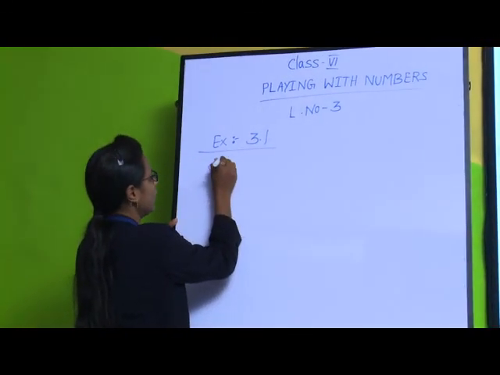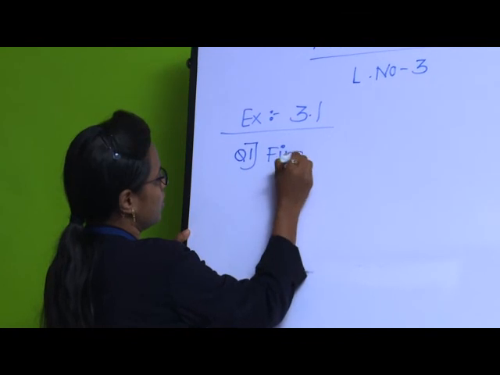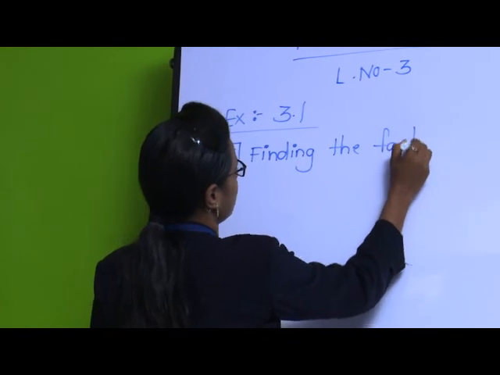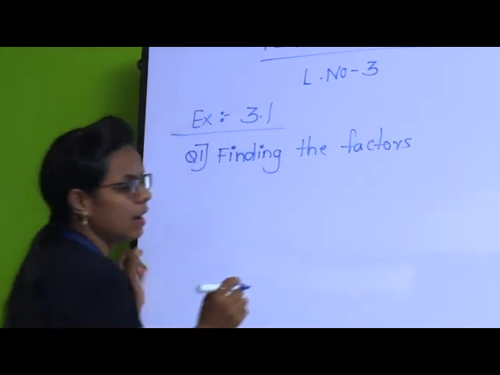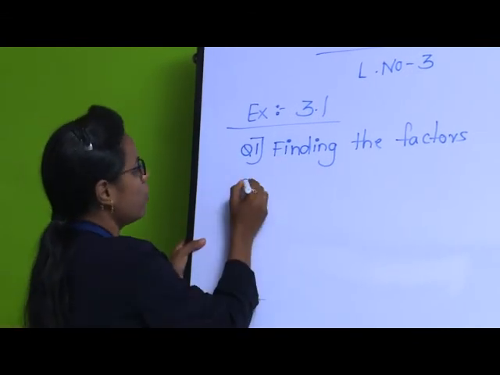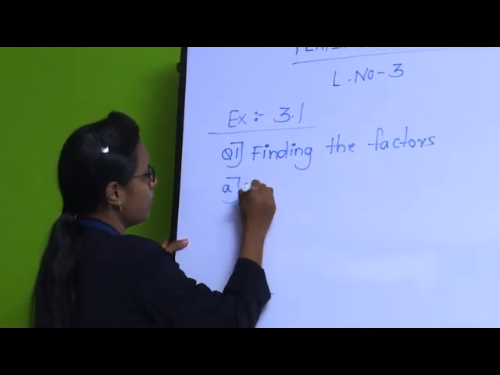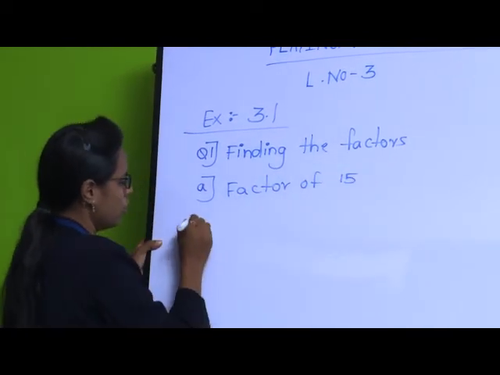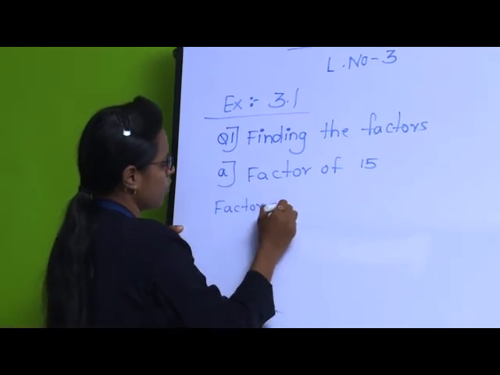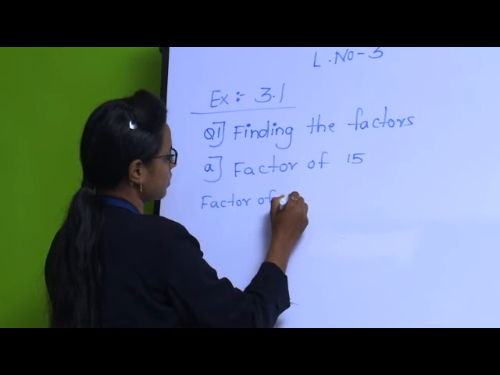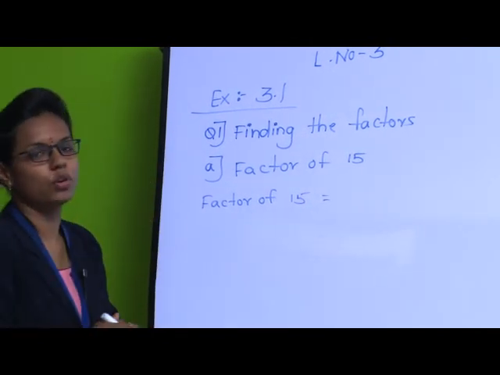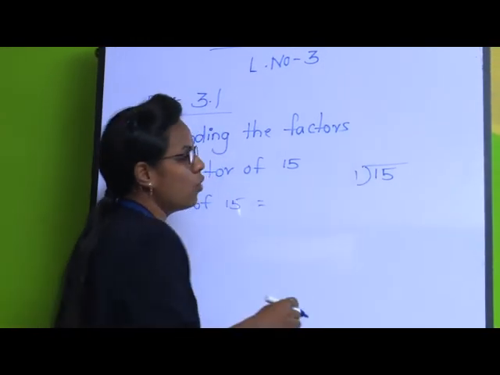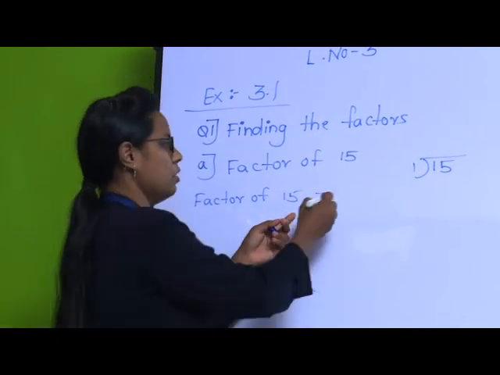Question number 1 was finding the factors. So how to find a factor? Let us do a quick review of the sums we have solved. The question says we have to find the factors of 15. To find the factors of 15, we have to divide. First, let us divide 15 by 1. As we know, 1 is the factor of every number, so 1 will always be a factor.